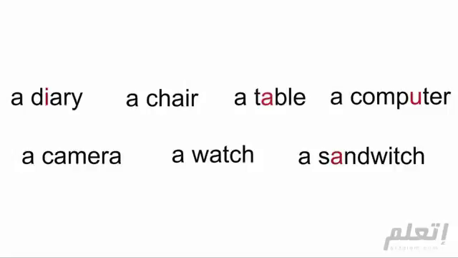Now let's answer. Now, number 1 is a computer. Number 2 is a camera. Number 3 is a table. Number 4 is a watch. Number 5 is a chair. Number 6 is a sandwich. And number 7 is a diary.